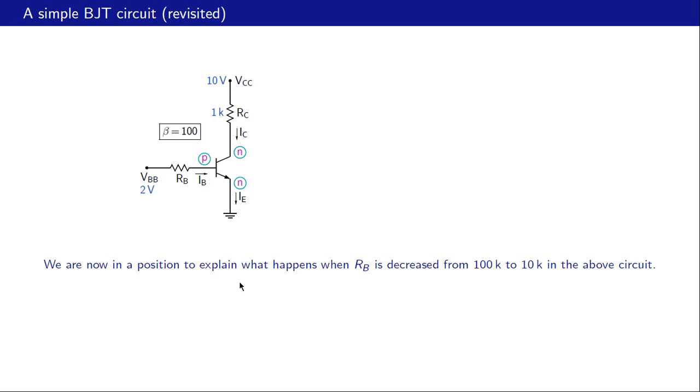Let us now revisit this circuit that we have looked at before. And if you remember, when RB was changed from 100K to 10K, we found that active mode was not possible anymore. And now, having studied the IC-VCE characteristics, we would be able to explain what happens. So we are now in a position to explain what happens when RB is decreased from 100K to 10K.